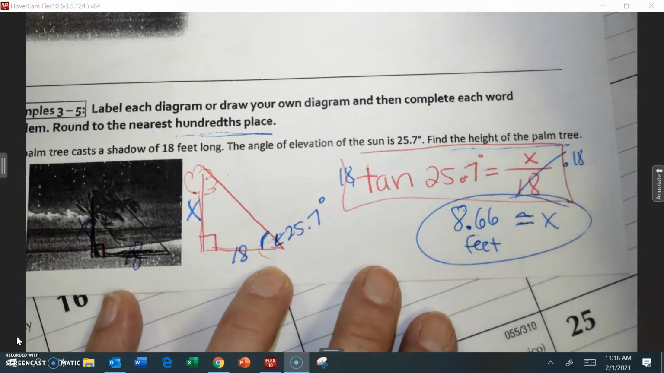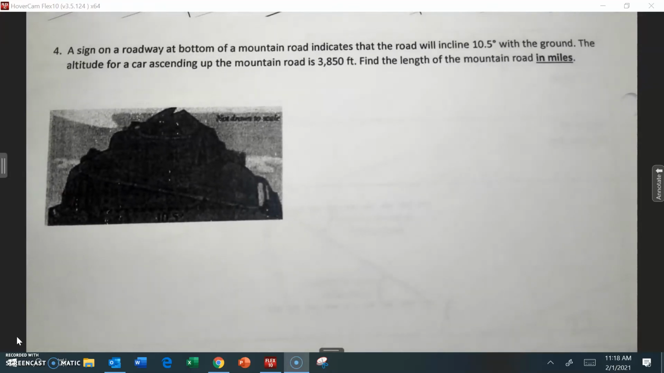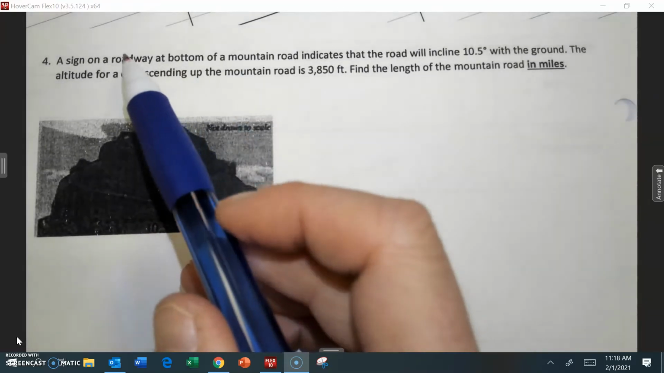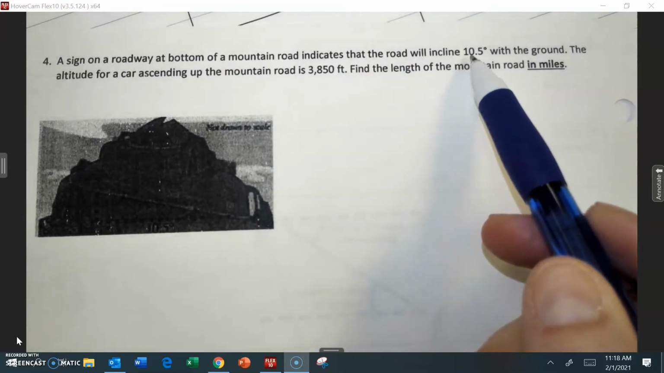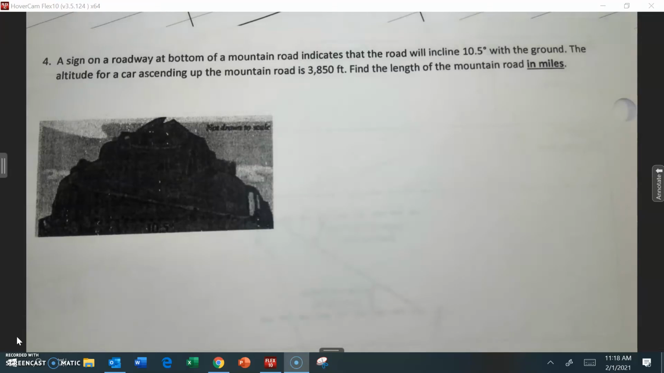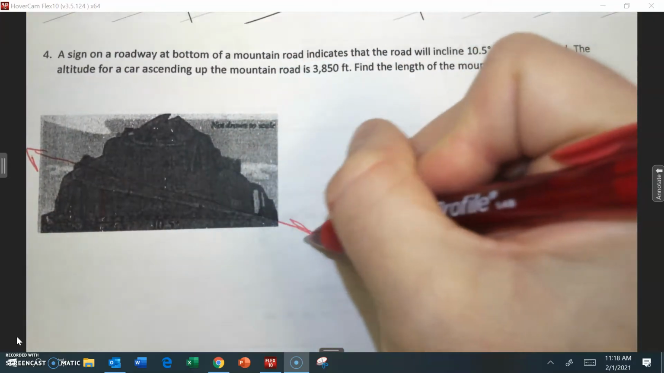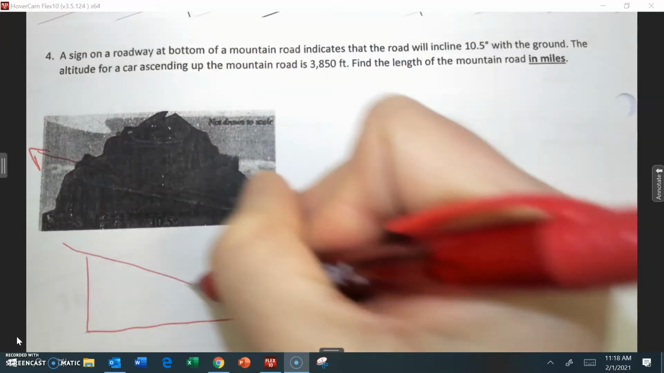Okay? All right. If you want to try the other two, push pause and then check, you can, or do them with me. It kind of came out a little dark, so I'll try to kind of redraw and see if you can see what we're doing. But basically, we have kind of like a mountain here, and it says that a sign on the bottom of the mountain indicates that the road will incline 10.5 degrees. So I know it's really hard to see, but there's a dashed line here, and then there's a dashed line here, and this is the road. So I'm going to draw this big line right here.